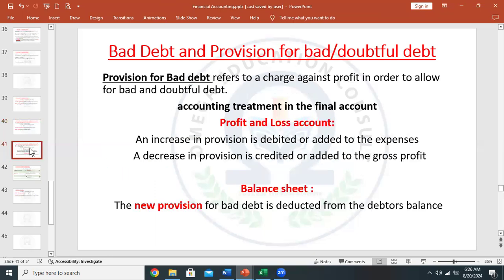Provision for bad debt. We say some businesses make provision against debt that may be deemed irrecoverable. So we can have the point where they have to increase it or the point where they have to decrease it. If they have to increase it, then that increase will be part of their expenses. But if they have to decrease it, then that decrease will be added to the other income or the gross profit. This is a summary that I want you to remember. Finally, in the balance sheet, both bad debt and provision for bad debt are deducted from the debtors' balance.